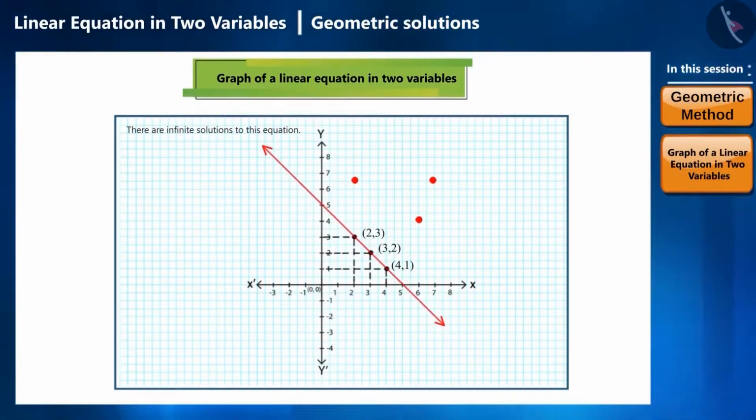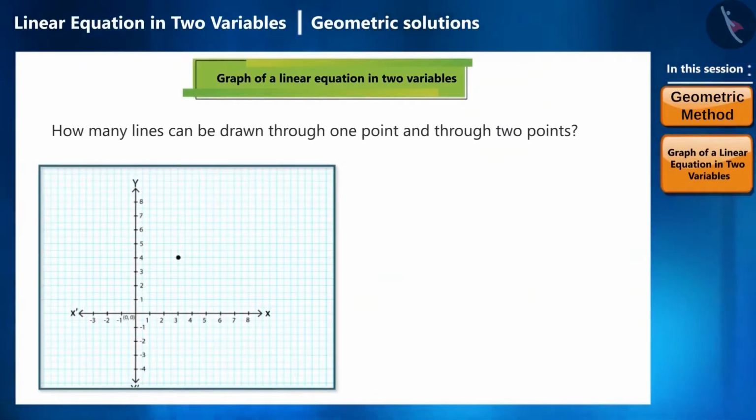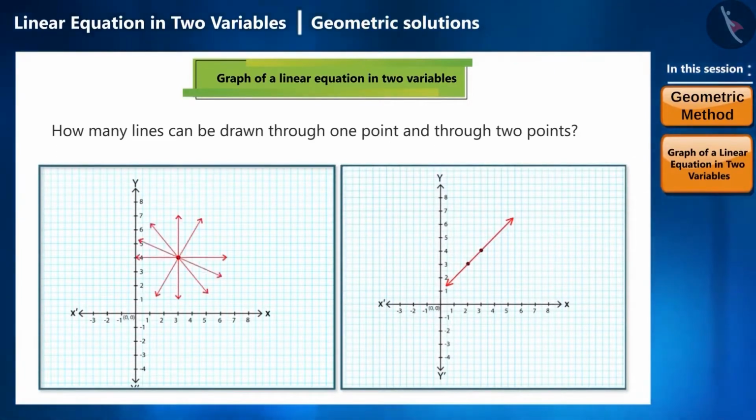Friends, answer this question before we end this session. How many lines can be drawn through one point and through 2 points? Only one line passes through 2 or more points, but infinite lines can be drawn through 1 point.